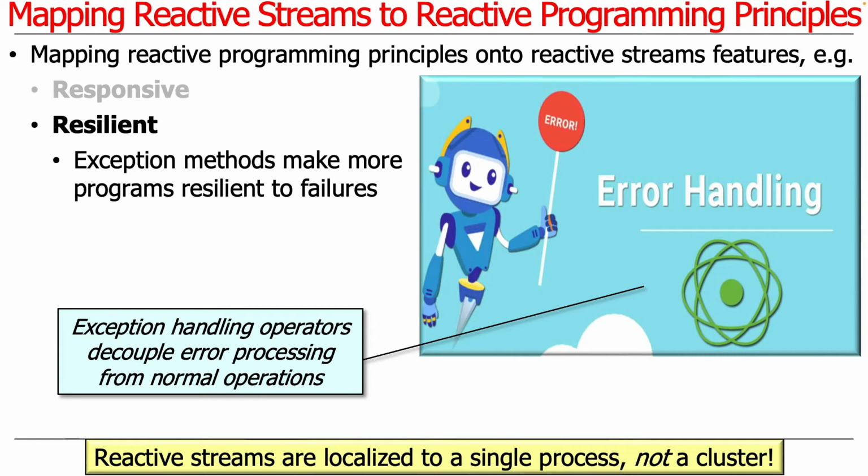Always remember that reactive streams, like completable futures, like parallel streams, are localized to a single process on a single computer, not a cluster. If you want cluster programming, you'd have to use something else like the Spring framework or Hadoop or something.